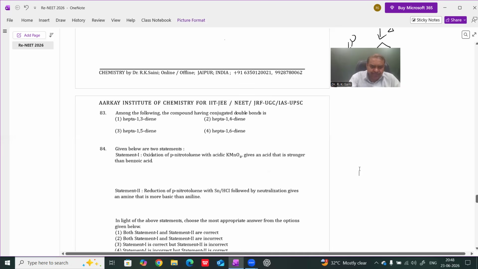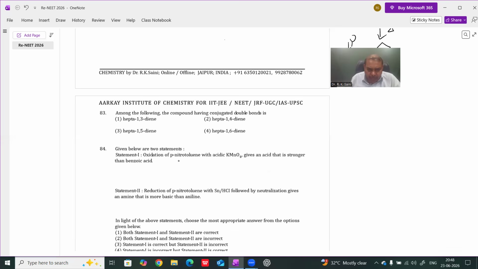Question next. Oxidation of para-nitrotoluene with acidic KMnO4. This is para-nitrotoluene. Oxidation with acidic KMnO4 in drastic condition, the product is para-nitrobenzoic acid. CH3 changes into COOH. Para-nitrobenzoic acid is a stronger acid than benzoic acid, so this statement is correct.